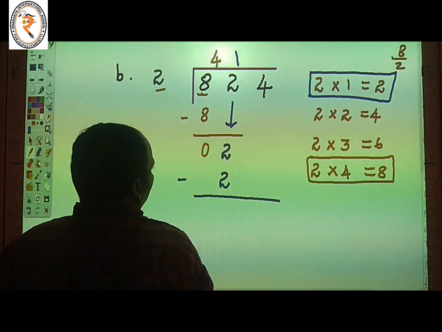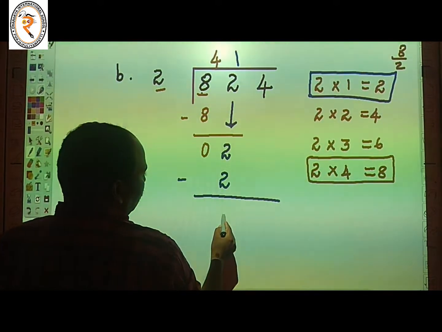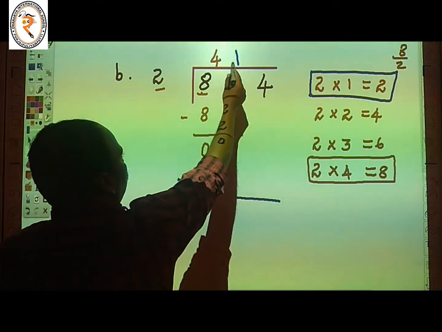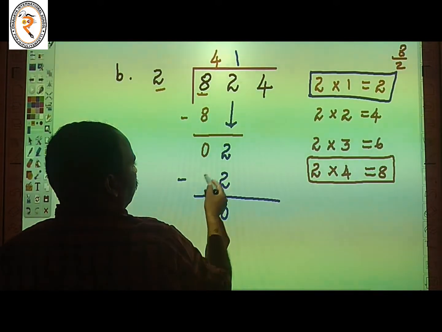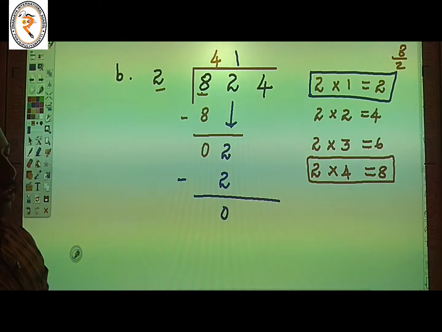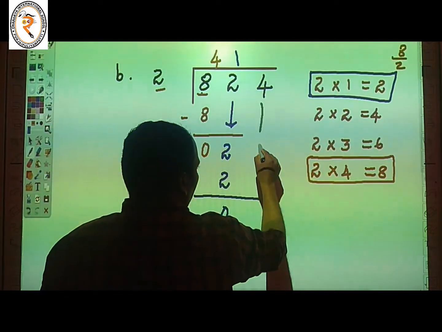Next, we want to minus. 2 minus 2 is equal to 0. 2 into 1 is equal to 2. 2 minus 2 is equal to 0. Next we go to the hundreds place.